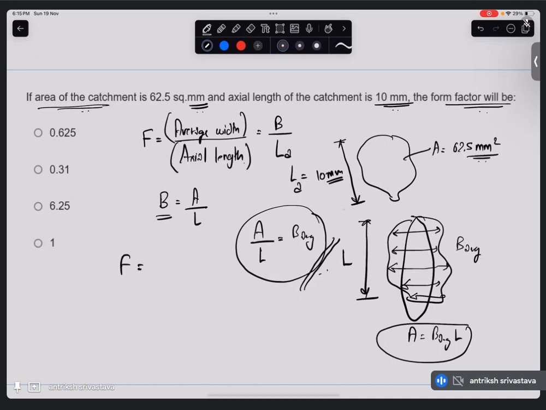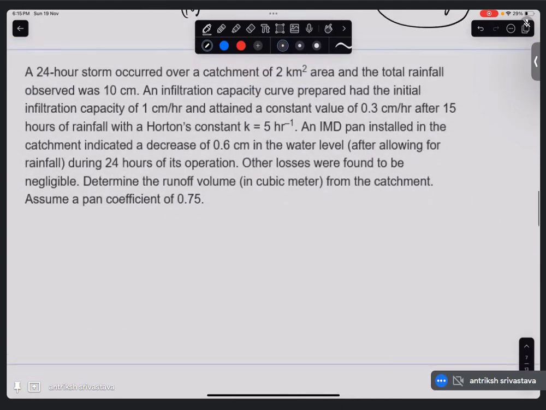Now let's put that into this formula. So it will be area by length square. 62.5 divided by 10 square, that is 0.625. So this is the answer. Okay. So let's go to the next question.